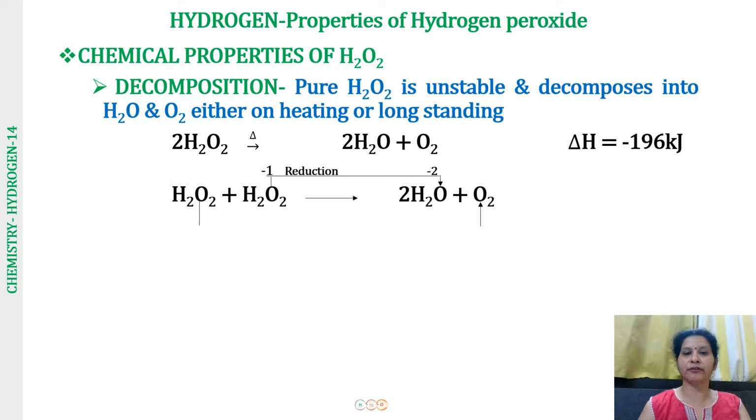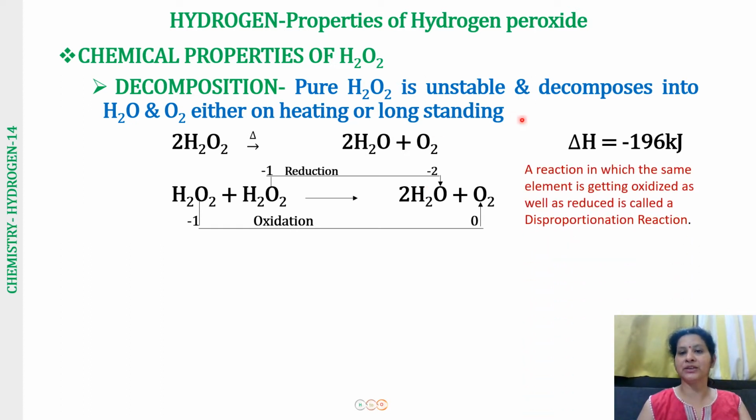And this molecule, if you see, from -1 in H2O2 to 0 in O2, we have an increase in oxidation number. So this is going to be an oxidation reaction. So oxygen is going to be having an increase in oxidation number as well as a decrease in oxidation number. So simultaneously the same element is undergoing a reduction as well as oxidation. So such a reaction in which the same element is getting oxidized as well as reduced is called a disproportionation reaction. So this is one thing that you have to remember.